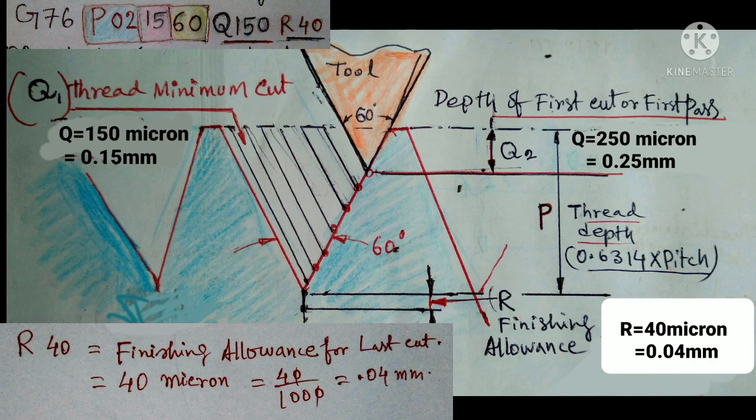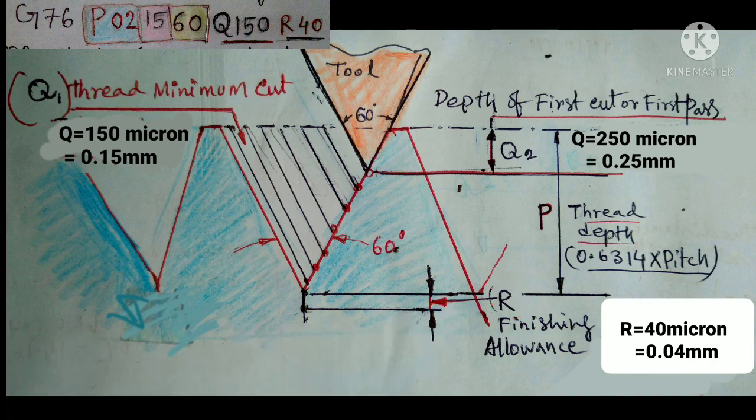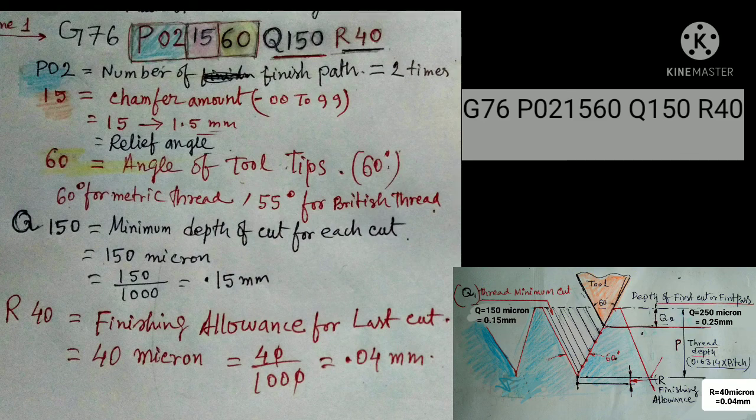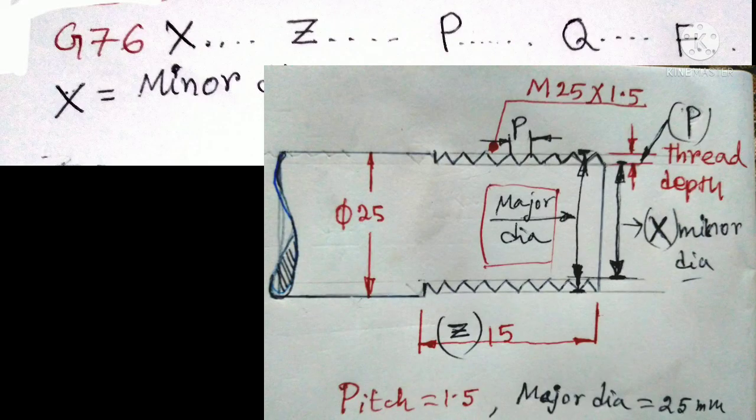Now again we will take a look at the first line of G76. Now we write the second line of G76. So after G76 we will write the values of X, Z, P, Q, F. First we discuss the meanings of all the points.